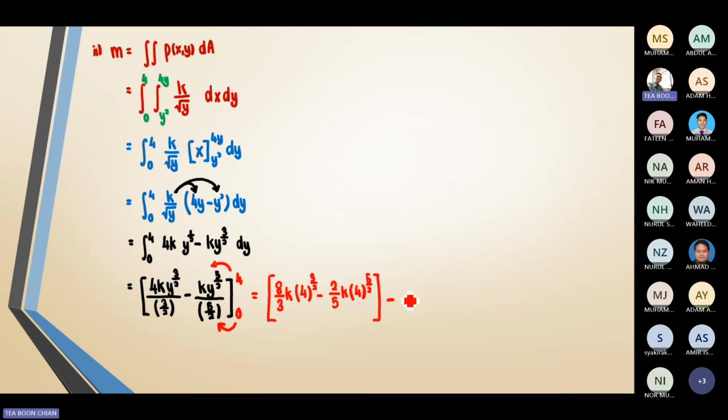Now try to simplify this whole function. Eventually, trust me, you will get 128 over 15. Okay, so for this part, I will leave it to you to compute yourself, provided you understand how the integration works so far. In the end, the substitution of upper limit minus lower limit can be done with the help of your calculator.